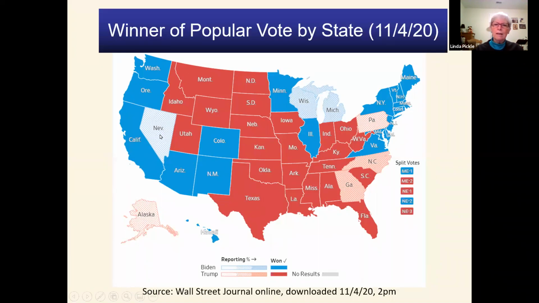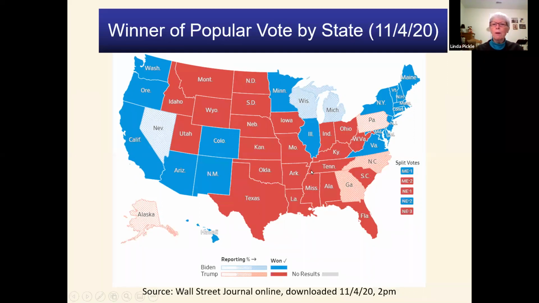So Nevada was leaning Democrat on the 4th. Georgia was leaning Republican on the 4th. It later changed, but you see that it hasn't been called by the lighter color, but you see which way it's leaning by what that color is.